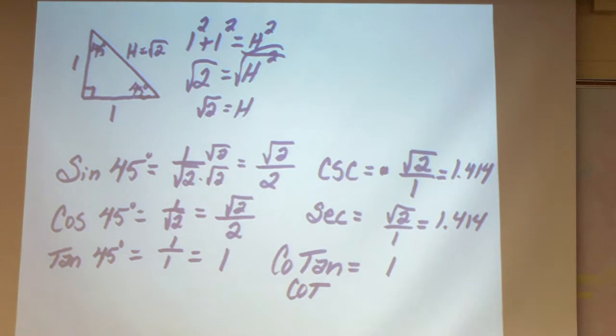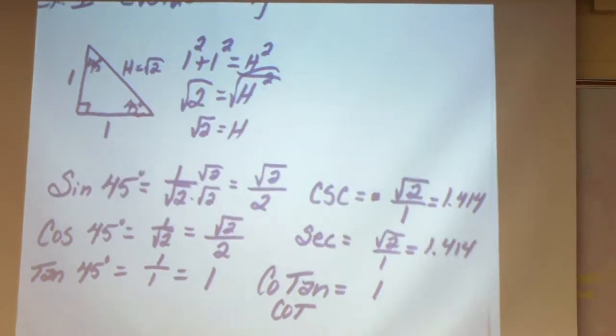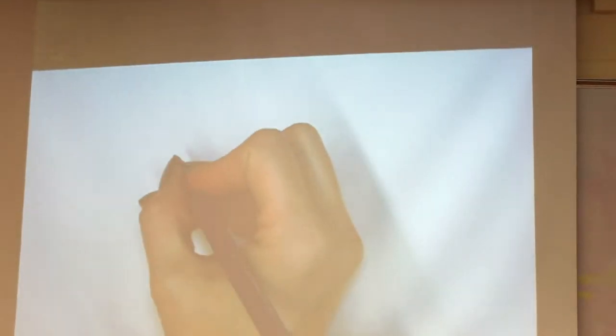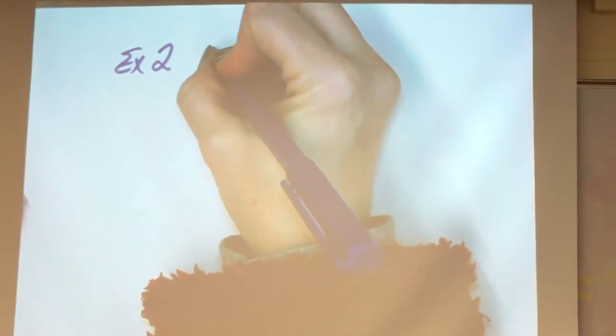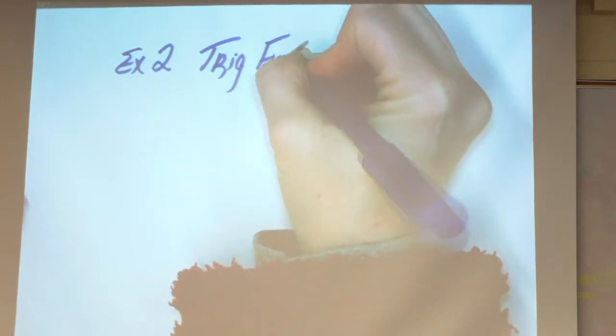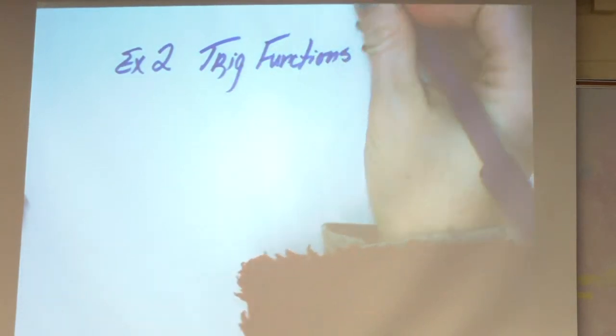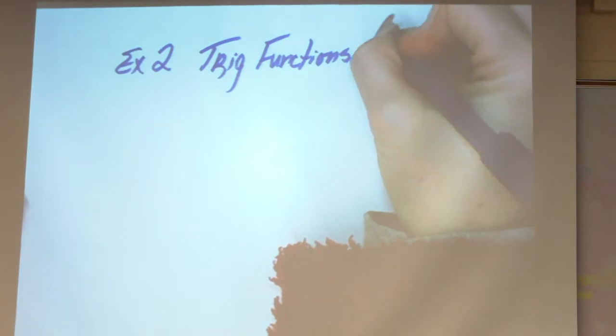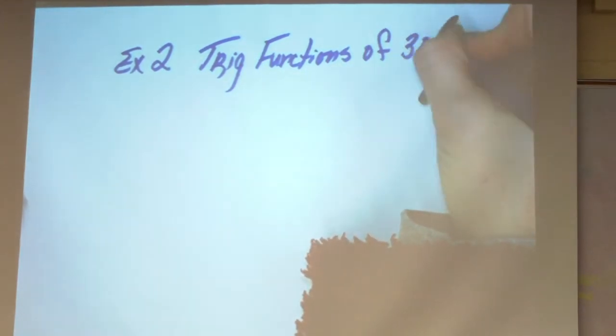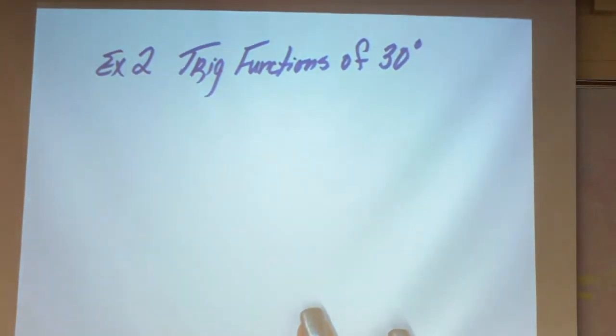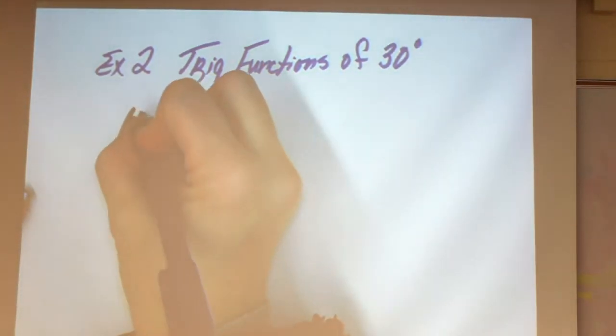Okay. Now, let's talk about the other special right triangle that you first learned in geometry. And that was when we have a 30, 60, 90 triangle. So, example 2. Trig functions of 30-degree angles. Okay, so the trig functions of 30-degree angles. Let's draw our triangle first.